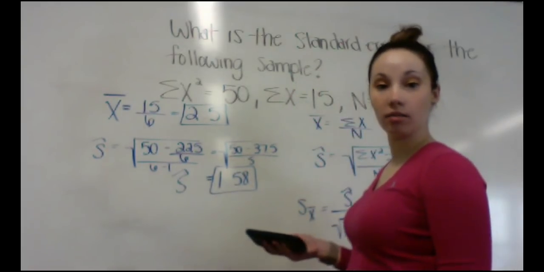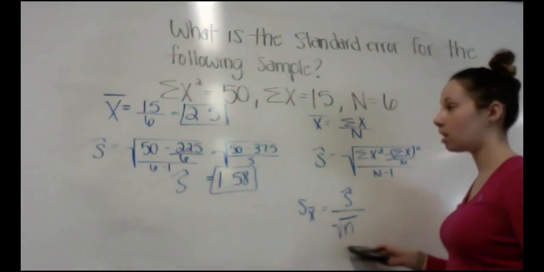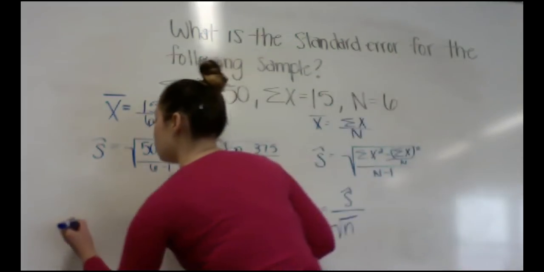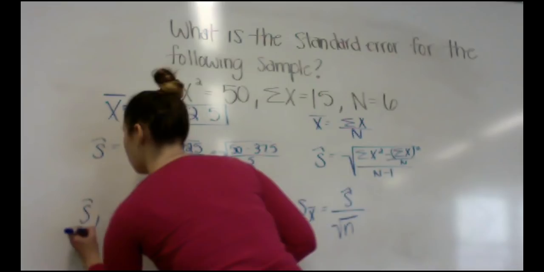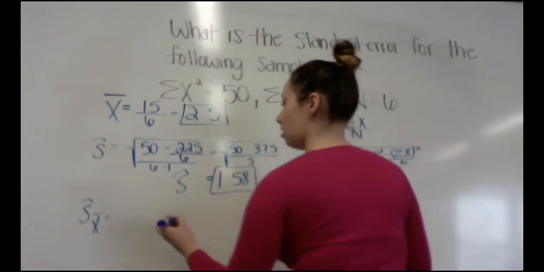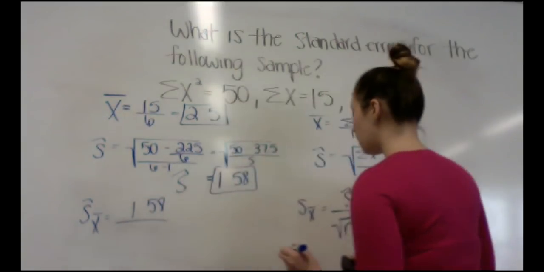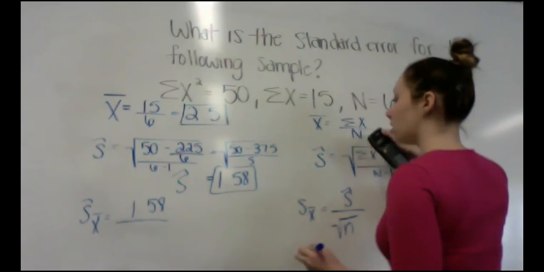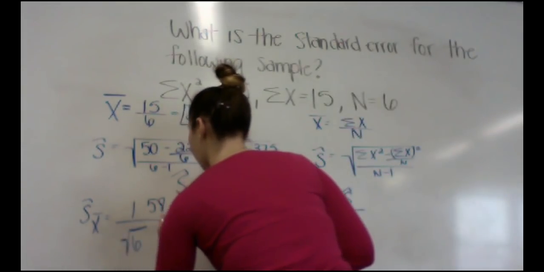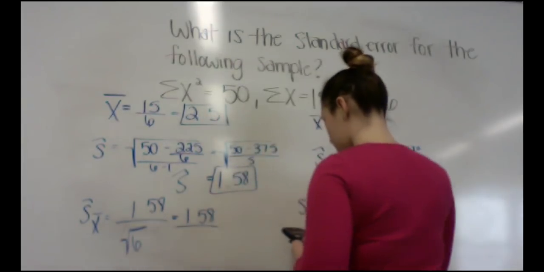And then lastly, we're going to put that into our standard error formula because that's what the problem is asking for, standard error. So first thing we do, sample standard deviation, 1.58, which we found in the previous step. And then we put that over the square root of n, which is 6 in this case. 1.58 over the square root of 6.